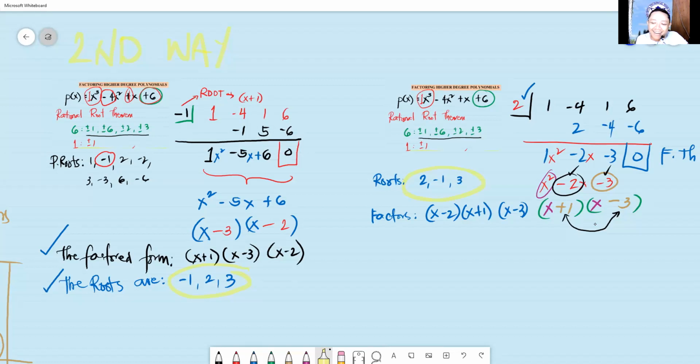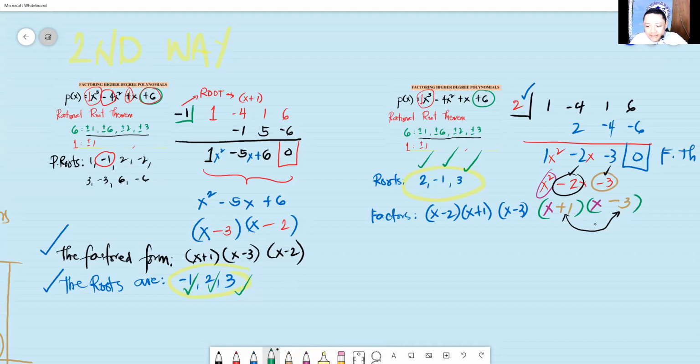Yes, they are not the same in arrangement. Correct. Walang problema sa arrangement. But the values are still the same. We still have -1, we still have 2, and we still have 3. Remember, roots, these are just listings of roots.